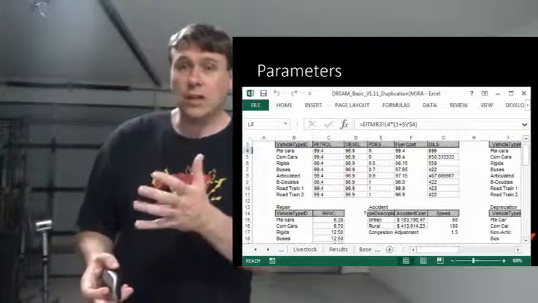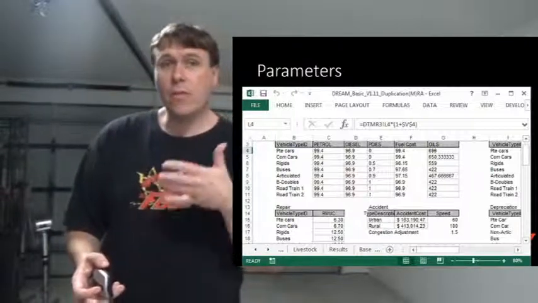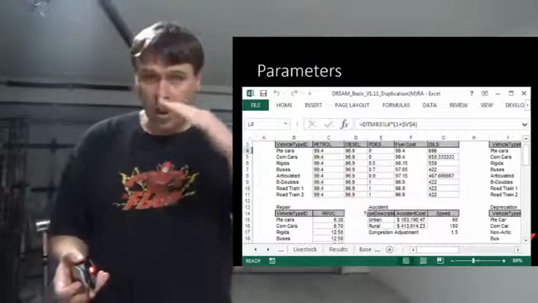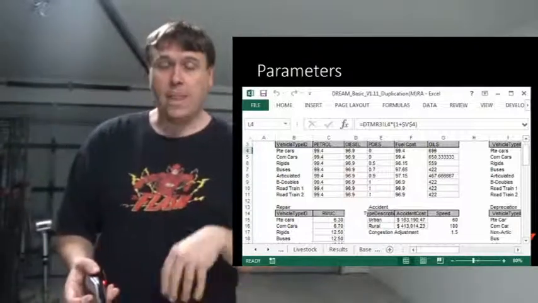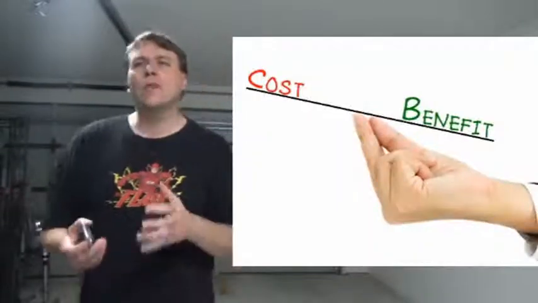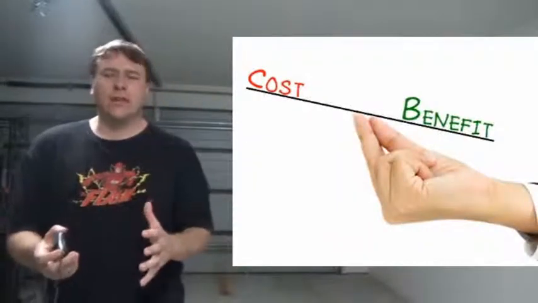For example, I mentioned earlier growth rate. So growth rate would be a parameter. We don't have control over it, but it's a parameter in the model. So it could be higher or it could be lower than what we've entered, and that's going to have an impact on our results. So when we talk about sensitivities, what do they generally affect?